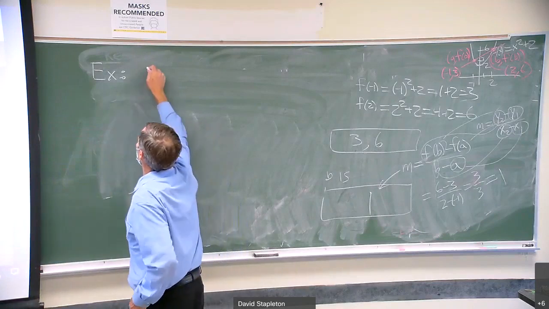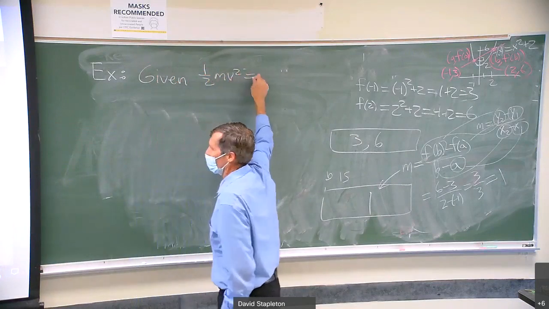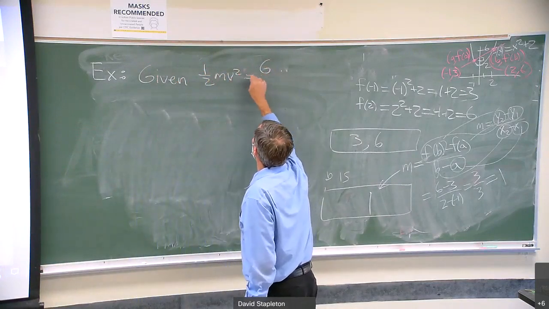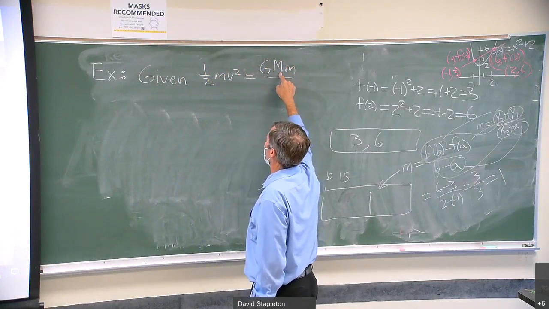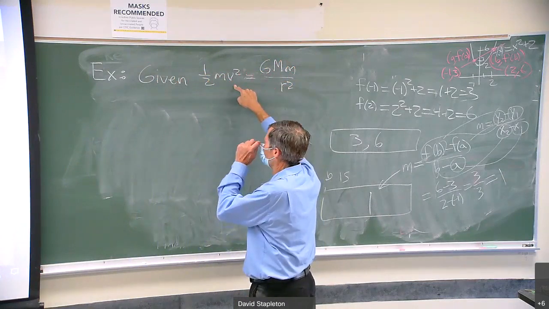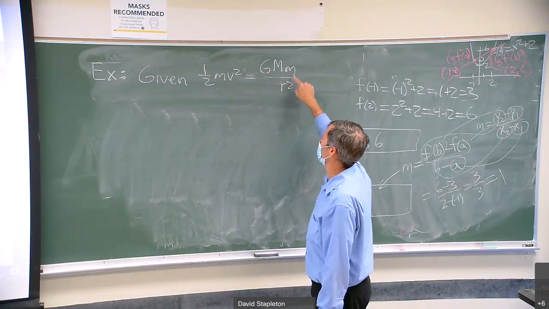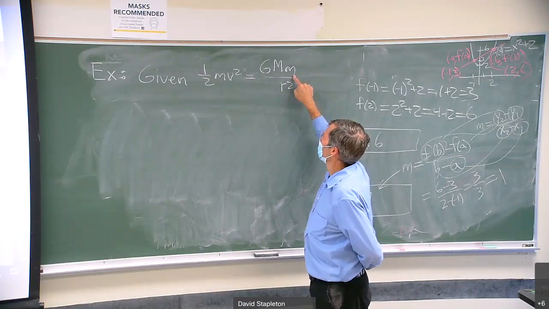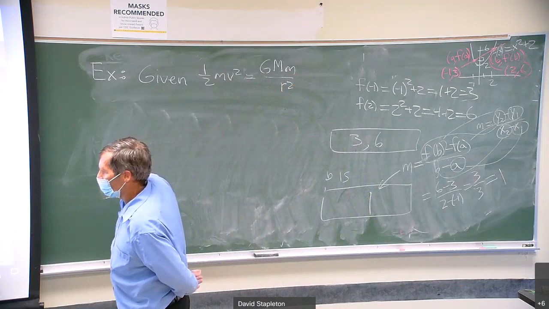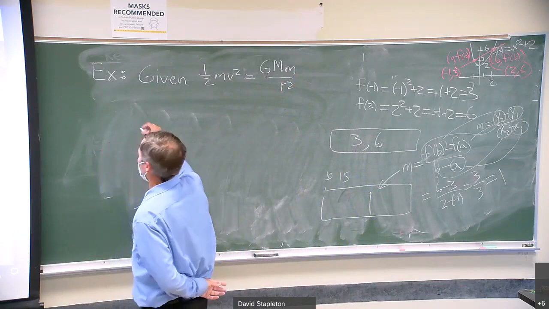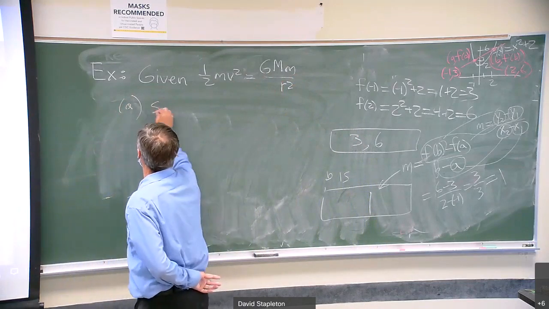So you don't have to know all that. This is 1/2 mv squared. I thought you might be interested. This is GMm over r squared, where these numbers are all constants except for v. You're supposed to somehow intuitively know that. All these are just fixed numbers. We call them constants when they're fixed numbers. Except for v, which is the velocity. And so the first part is solve for v. Solve the equation in terms of the other variables. Solve for v in this equation.